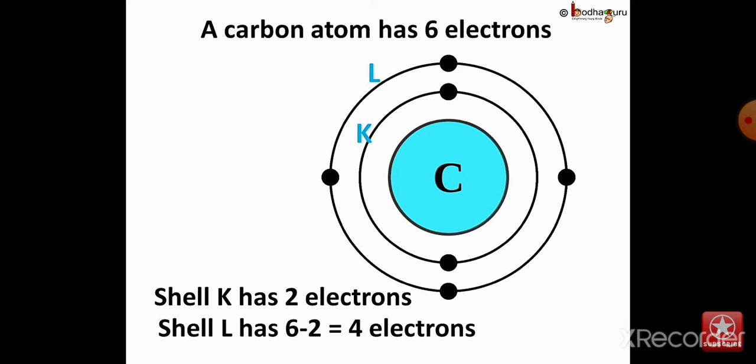For example, carbon has 6 electrons. Shell K has 2 electrons. Shell L has 4 electrons. So 4 electrons are distributed in the L shell and 2 electrons are distributed in the K shell.